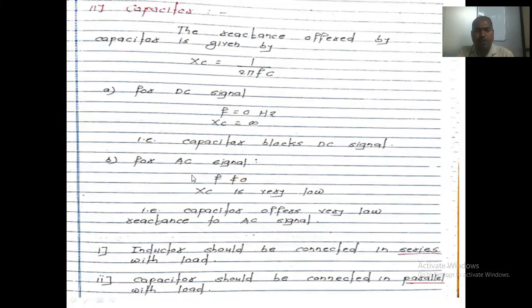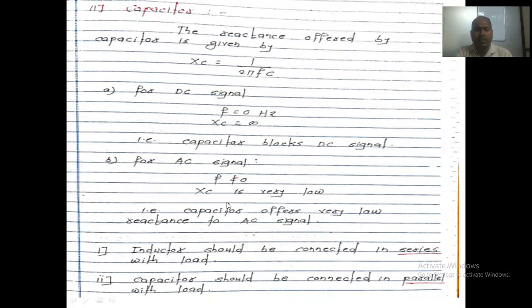Now see the AC signal. We know the frequency is not equal to 0. If it is considered as 50, then Xc is 1 by 2 pi into 50 into 1, so 2 pi into 50 is 100 pi, and 1 divided by 100 pi. Whatever value comes for Xc is very small, around 0.0 something. That is a very low reactance.